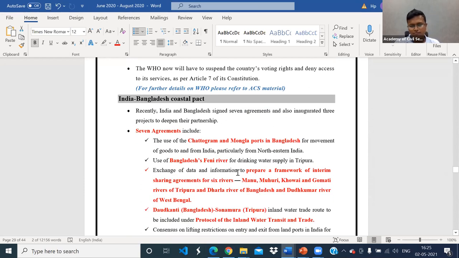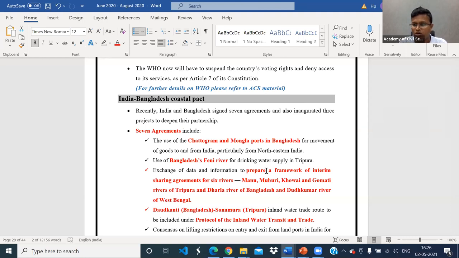India-Bangladesh Coastal Pact. Obviously, we have made an agreement. 7 agreements are there inside for coastal sharing, that is port technology and port sharing and some water sharing, etc. We have made 7 agreements with Bangladesh. There is an agreement that Chattogram and Mangla ports in Bangladesh can be used by India for movement of goods, especially for the northeastern states of India. We can use the Feni River in Bangladesh for supplying drinking water for the state of Tripura. Bangladesh has agreed for that.